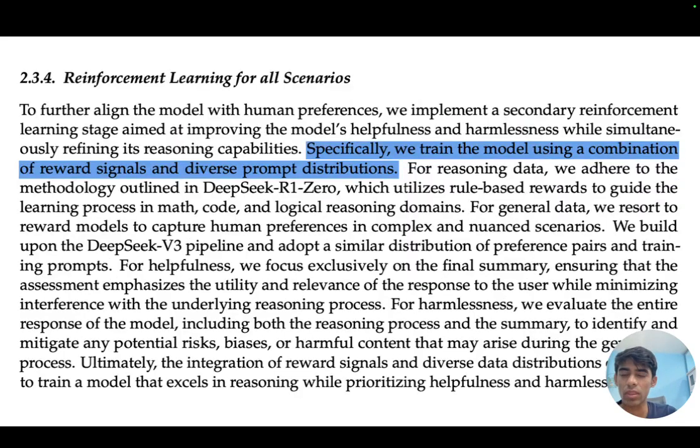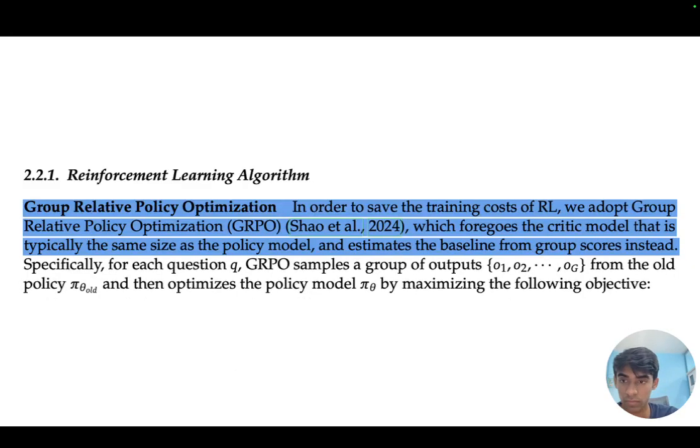Now, reinforcement learning for all scenarios. Specifically, they have trained the model using a combination of reward signals and diverse prompt distribution. I think we all know the policy part of the whole reinforcement learning, and they have done exactly the same thing, but they have taken all the scenarios here. They have used this concept, GRPO, which makes the whole thing very diverse by creating multiple answers, relatively grading all of them, and then getting the final score.